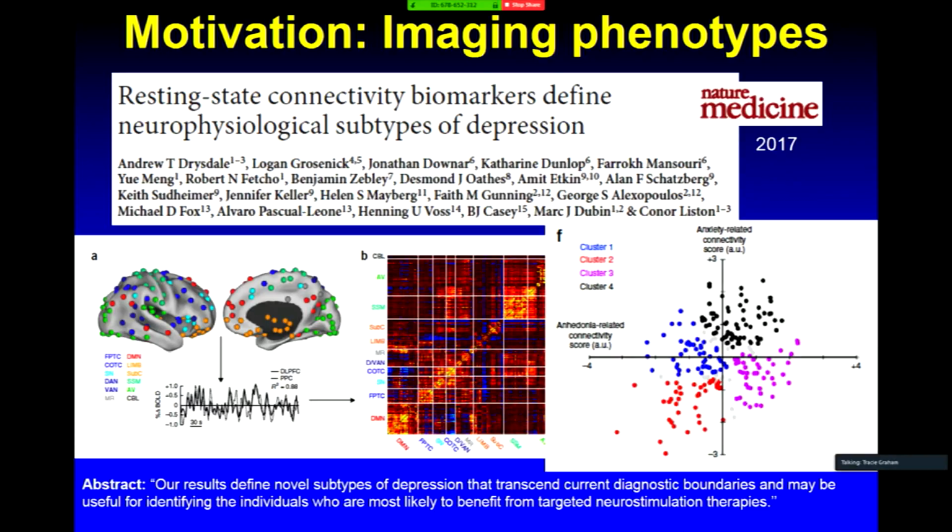Two scores that are supervised, were learned from the data. In fact, those two scores, they say, may define subtypes of depression that transcend current boundaries and may be useful for identifying individuals who are most likely to benefit from targeted therapy. So one complementary example, but a common example, I think, to earlier examples this morning.